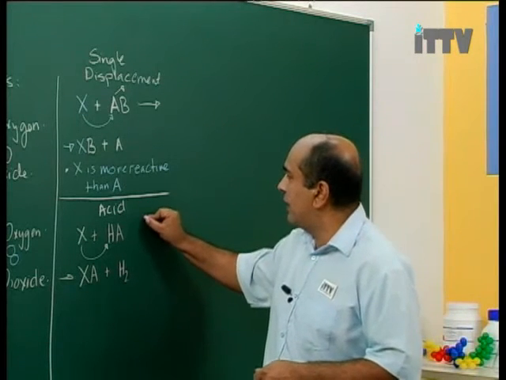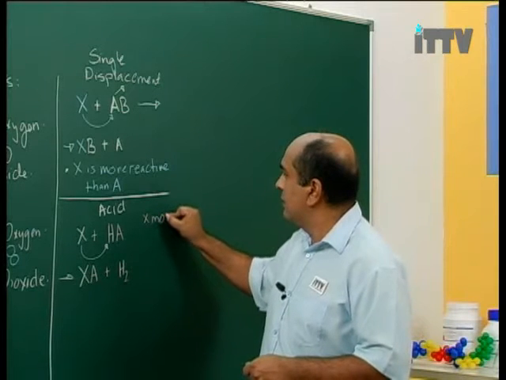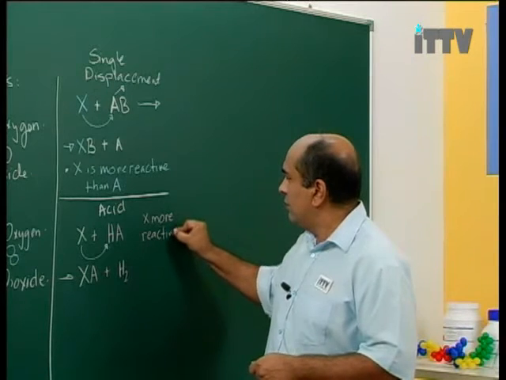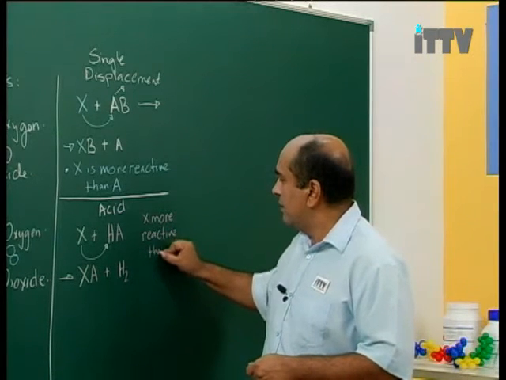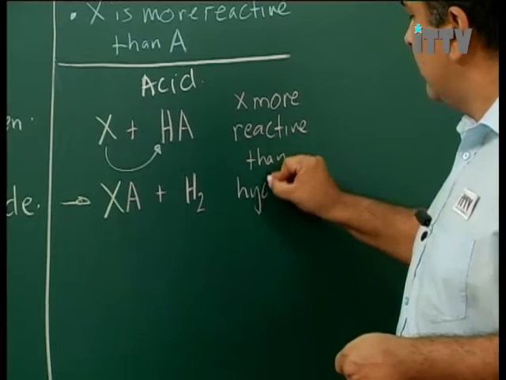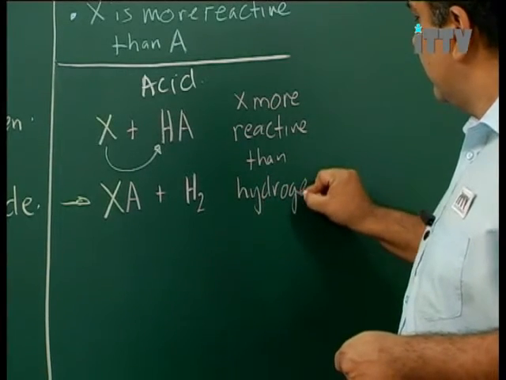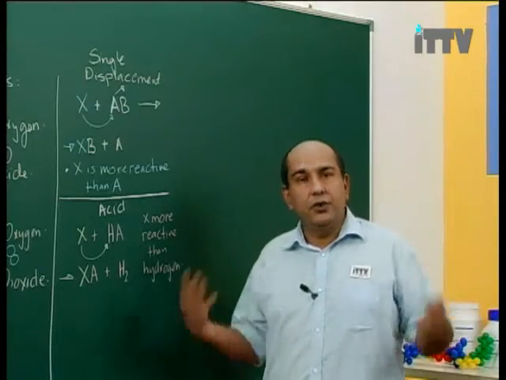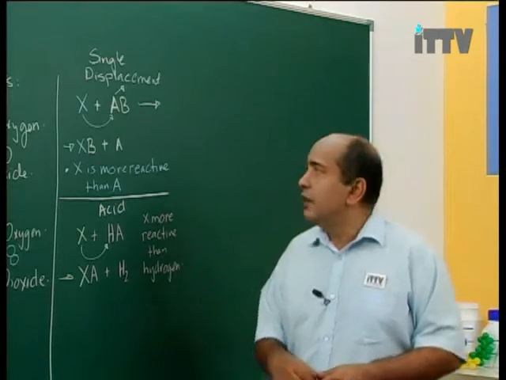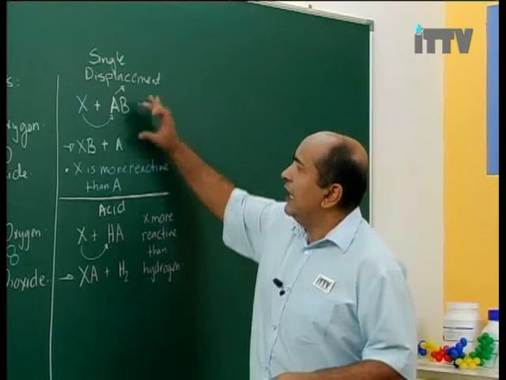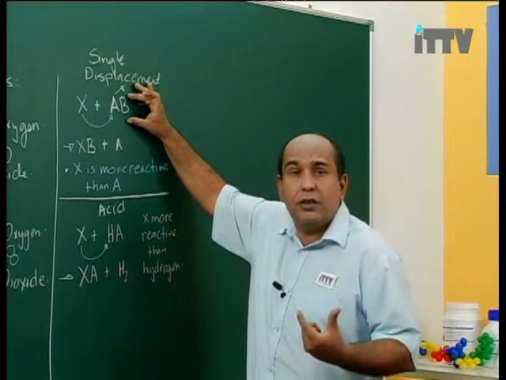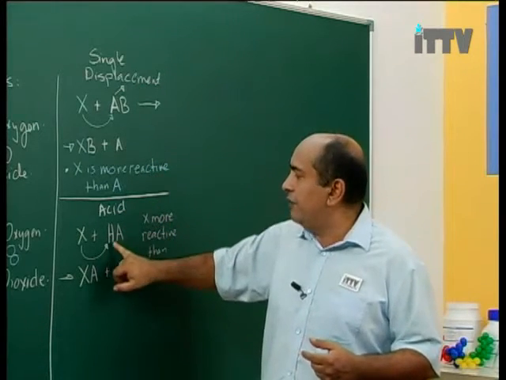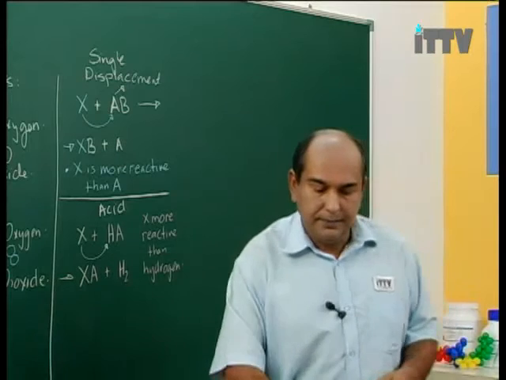So let's make a note of that here. X more reactive than hydrogen. Okay? If X is not more reactive, you can't get a reaction. So very similar reactions, except instead of a compound, a salt, AB, we're using the acid, HA, and it's the hydrogen that's going to be attacked.